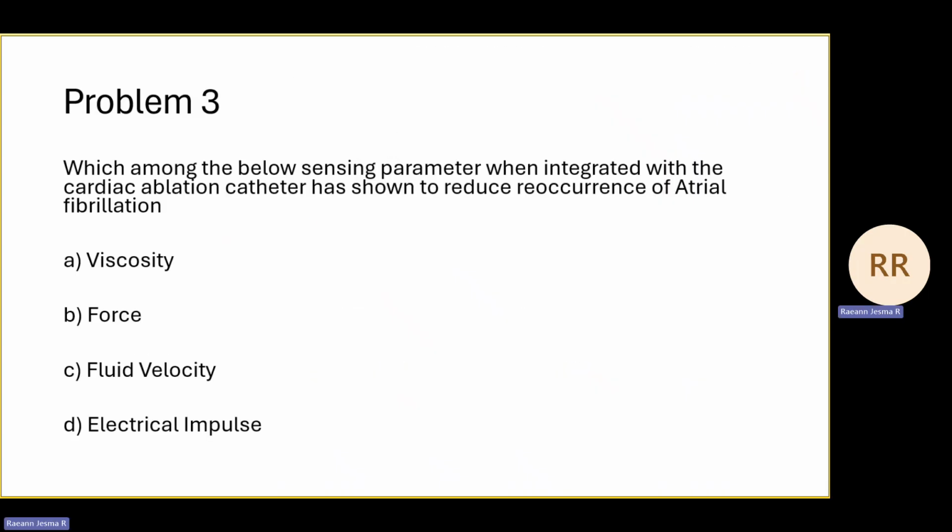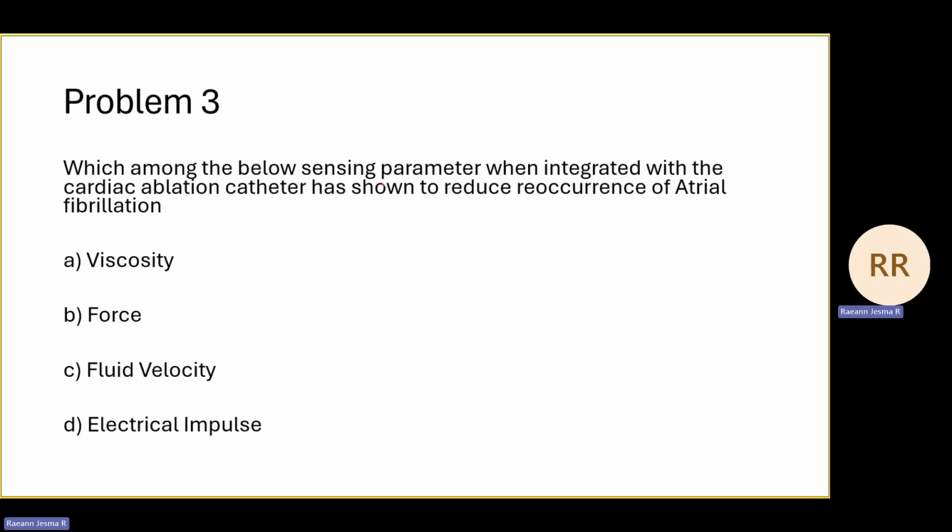Now let us move to problem three. Which among the below sensing parameters, when integrated with a cardiac ablation catheter, has shown to reduce reoccurrence of atrial fibrillation? Option A, viscosity; B, force; C, fluid velocity; and D, electrical impulse.